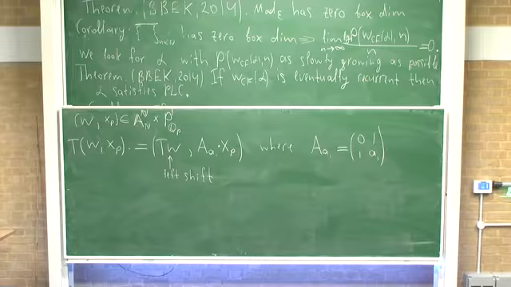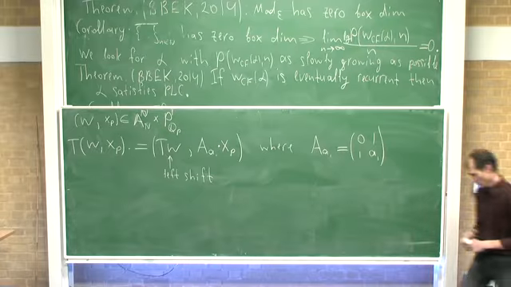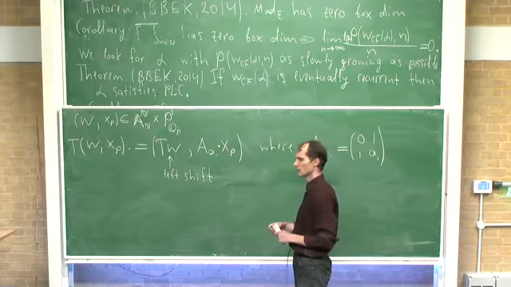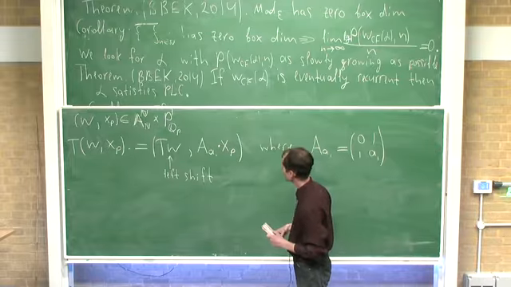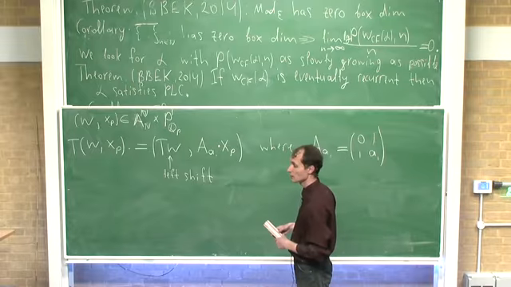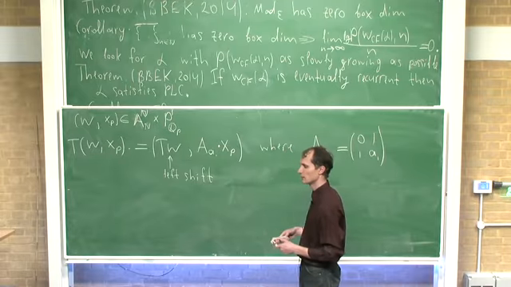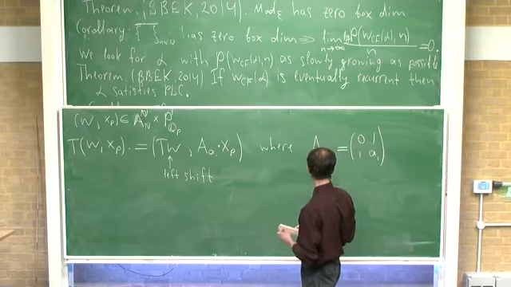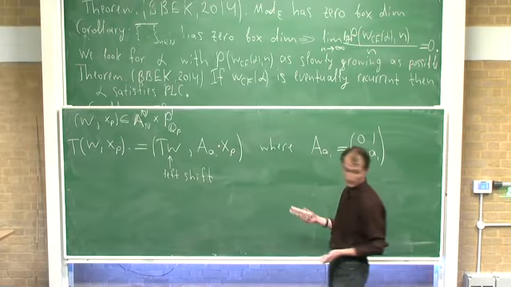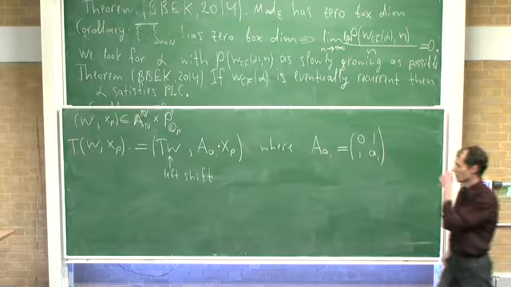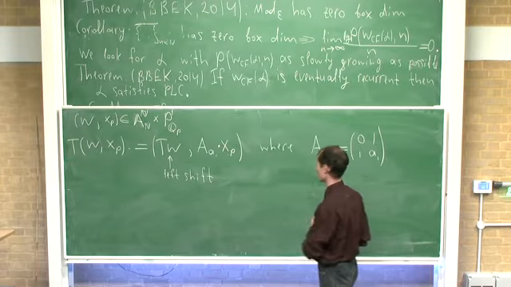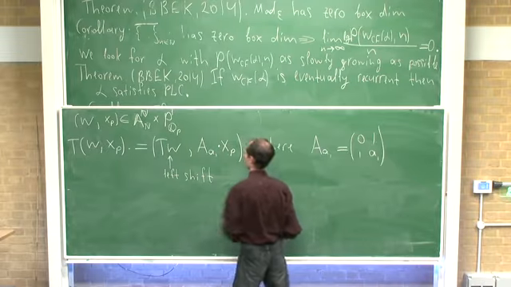So we define the following map. This is acting fractional linearly on the projective point. It's just XP going to 1 over XP plus A1. You can think about it like that. Okay, so we have this map.